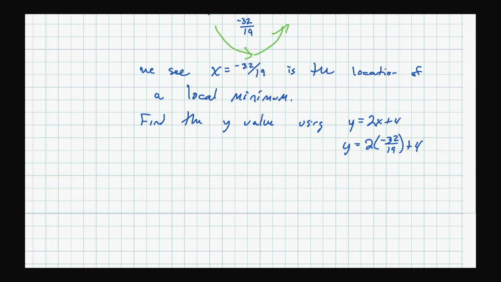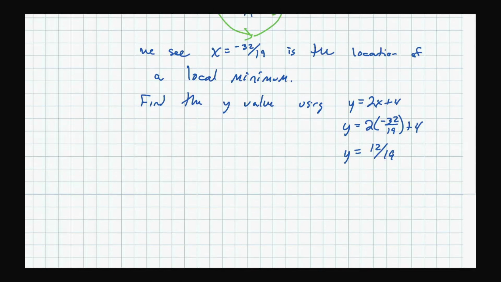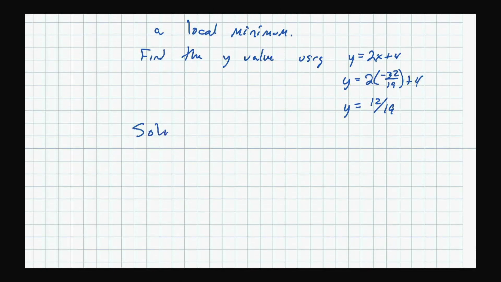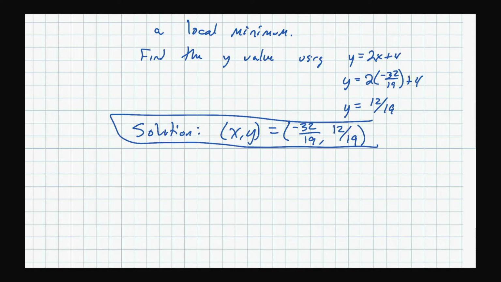I need a calculator. Oh, I got one right here. Don't have to go too far. 2 times negative 32 over 19 plus 4. 12 over 19. Like that. Okay, and then so your solution is going to be this. X comma y equals, the x value was negative 32 over 19, and the y value is 12 over 19. And we did it. We solved it.